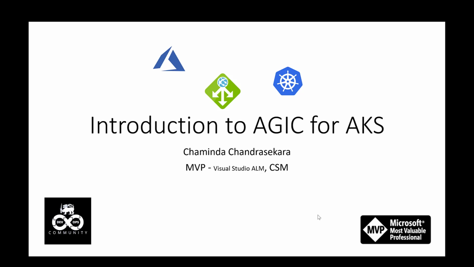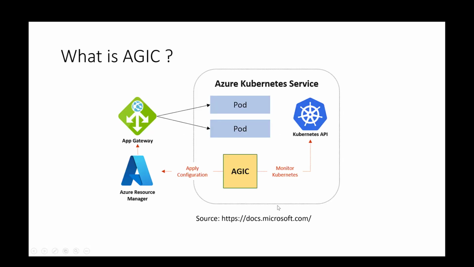In today's session, we are going to discuss Azure Kubernetes Services Ingress with Azure Application Gateway Ingress Controller. Application Gateway Ingress Controller is a pod deployed into Azure Kubernetes Services, which will monitor the Kubernetes APIs to understand the Ingress needs and then apply the configurations to Azure Application Gateway. In the Application Gateway, necessary listeners, backend settings, pools, rules, and health probes will be created based on the Ingress definitions that are created on the Kubernetes side.